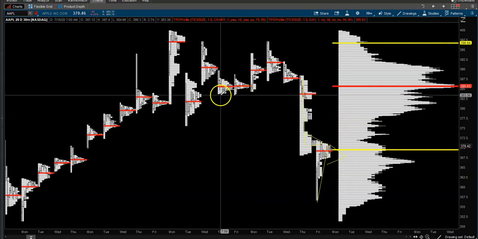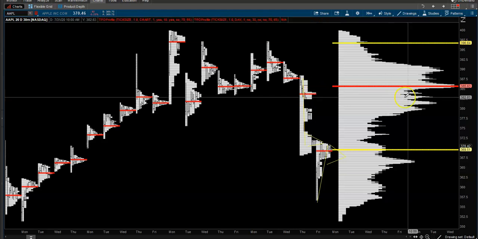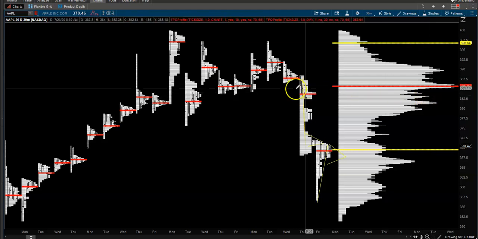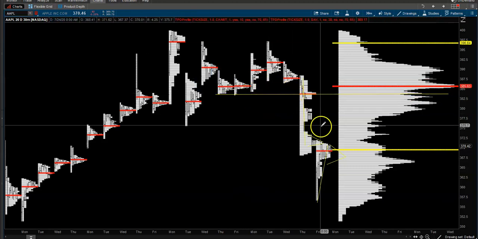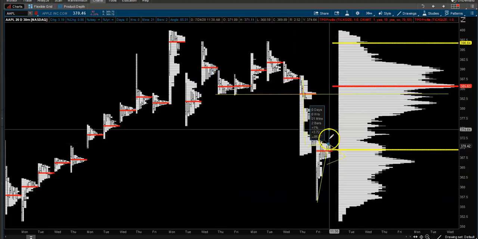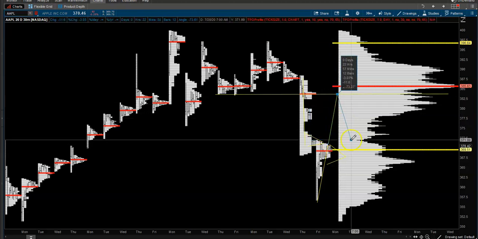Again, maybe kind of look at these lows right at the point of control. A little bit of a high volume node. So this level, multiple things match up. Maybe price would rally, work its way up, and then pull back.